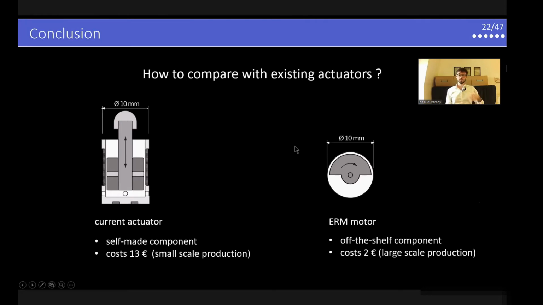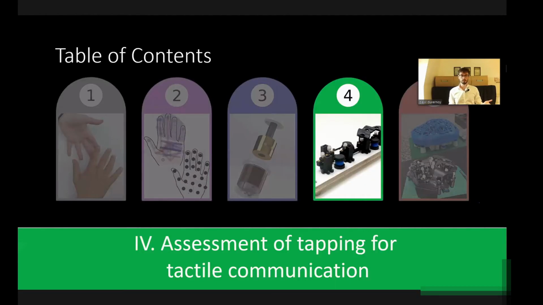And it can be a problem as we have self-made components that cost more than 10 euros, compared to ERM motors that are off-the-shelf components and cost only 2 euros. So we decided to compete these 2 modes of actuation, tap and vibrations, in an experiment.